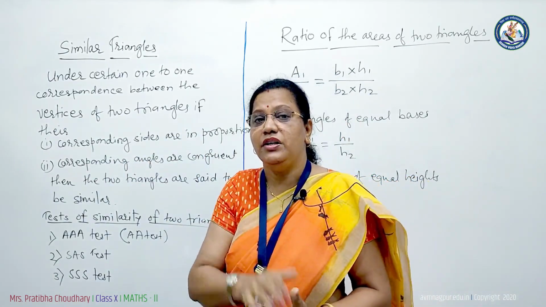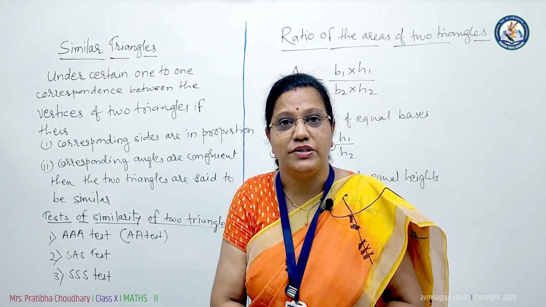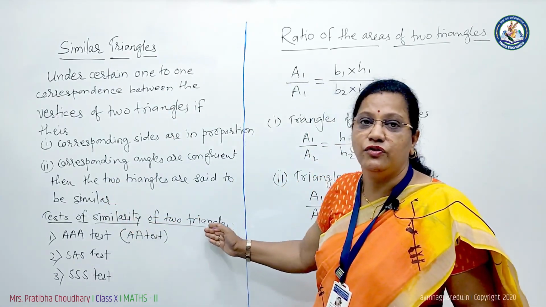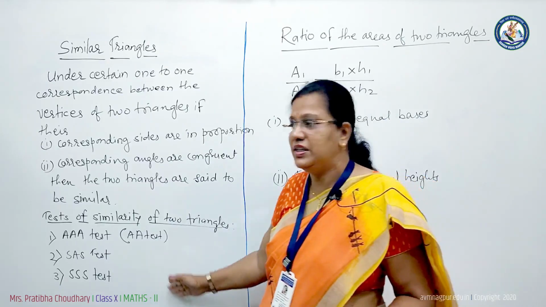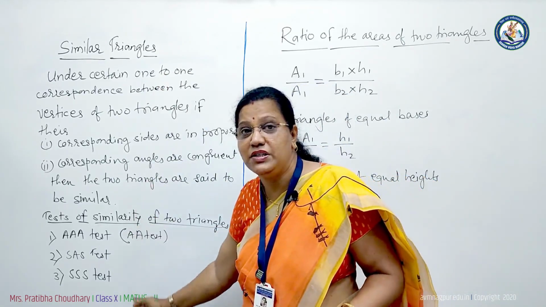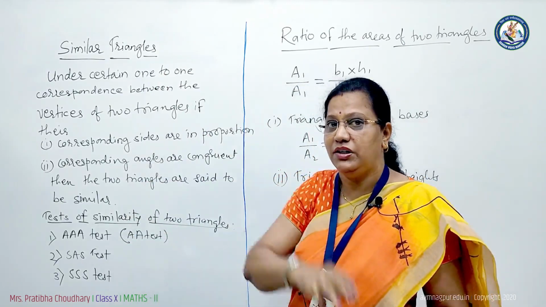Now, every time it is not possible to write all the 6 elements of those two triangles. So what we do, we have tests of similarity of two triangles. These are sufficient conditions. The earlier one is a necessary condition, but these are sufficient conditions. So in that sufficient condition, we have 3 tests.